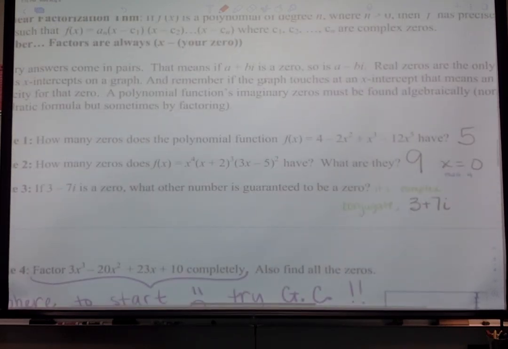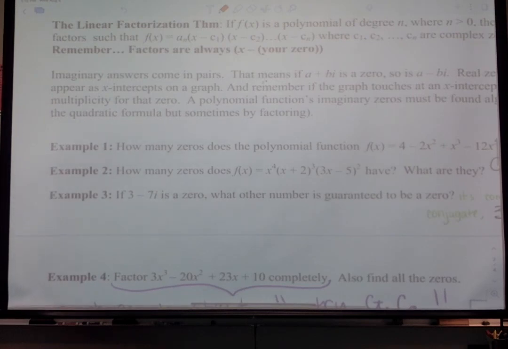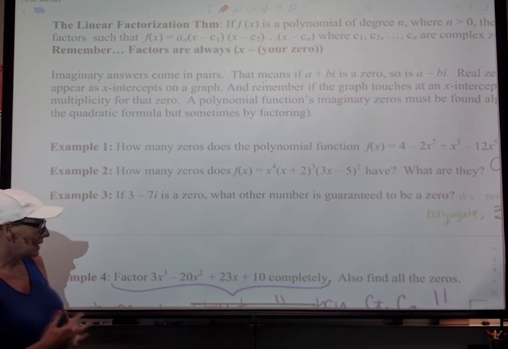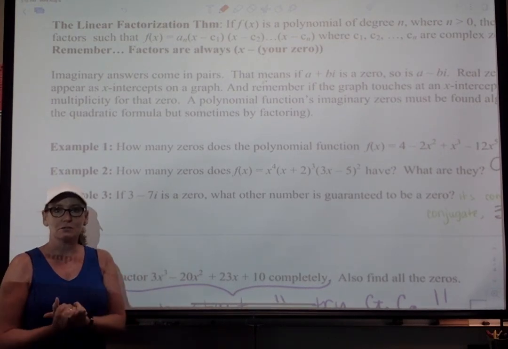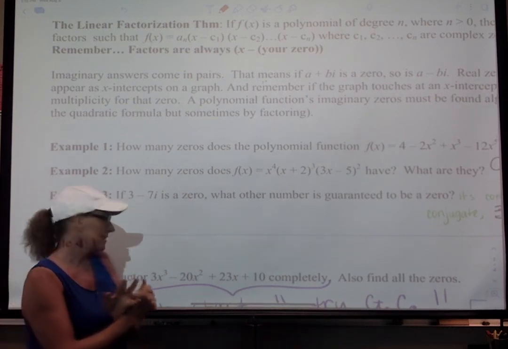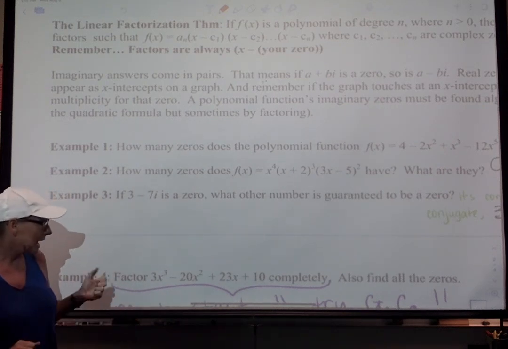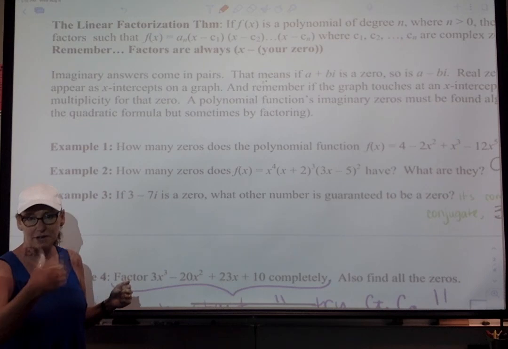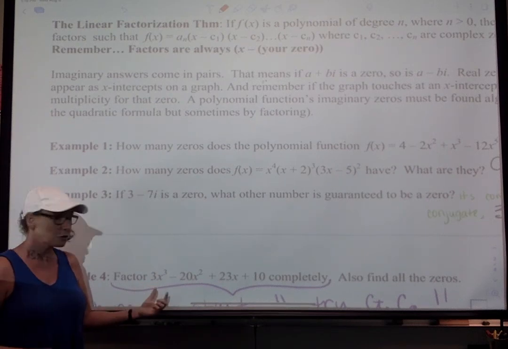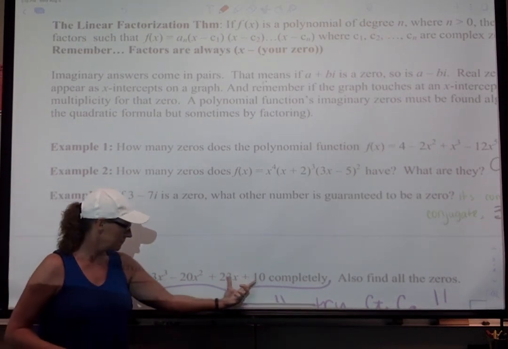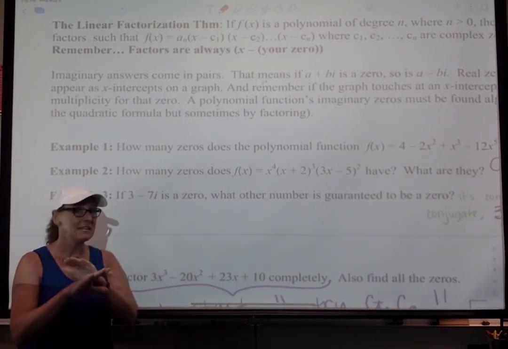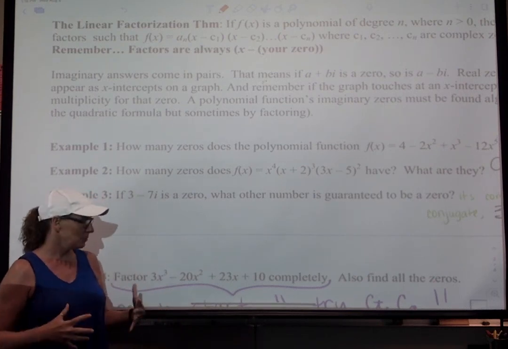On the back, we have a cubic function. And it says to factor it completely and find all the zeros. And I gave you nowhere to start. I didn't say, hey, I think this is a factor, try this. I didn't say, hey, I think this is a 0, try this. So I didn't give you a place to start. How about factoring the way you know how to factor? Do you have a common x that you can pull out? Dang. Can you factor by grouping? No. So it's not factorable by any means that you know how to factor. I didn't give you a place to start.